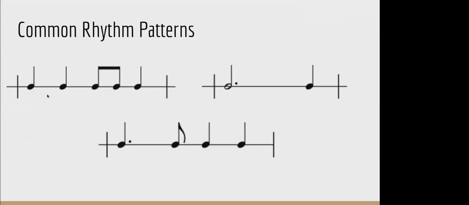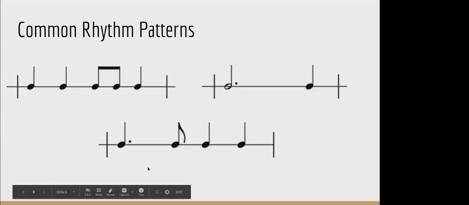This first one here, we have a quarter note, then 2 eighth notes, and a quarter note. Oftentimes when we're teaching that rhythm, we would say something like long, long, short, short, long, or with other syllables like ta, ta, ti, ti, ta. The one to the right of it only has 2 notes. And this first one is 1, 2, 3, 4. Then the bottom one down here is another rhythm pattern: ba, bum, bum, bum.